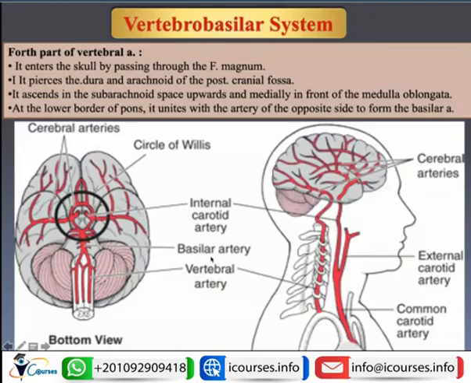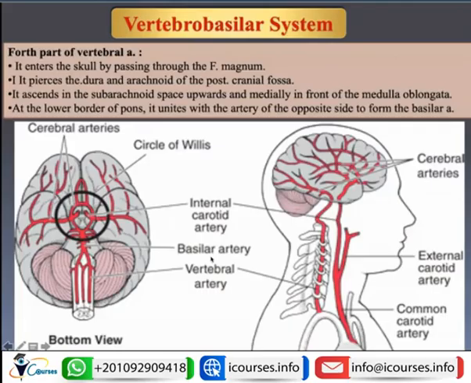So again, here is the fourth part of the vertebral artery. After it passes the dural sheath, it ascends along the medulla oblongata, and at the lower border of the pons, it joins the fourth vertebral artery from the other side to make the basilar. What are the branches of the basilar artery?